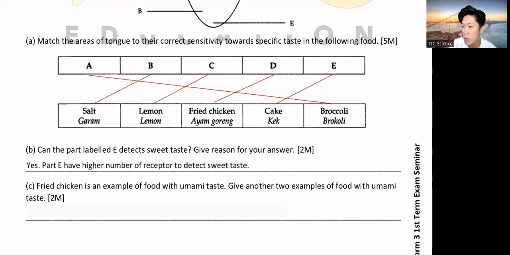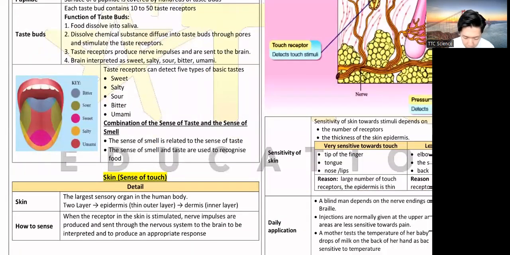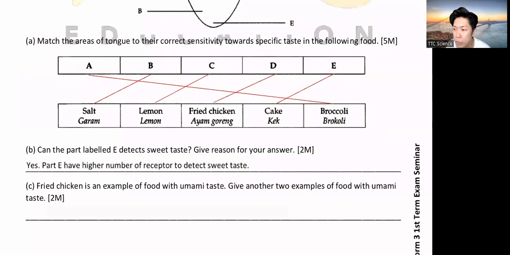Teacher: So can I write "has more sweet taste receptors"? Yes, you can, or a higher number, because the textbook says a higher number is better. What causes sensitivity is the number of receptors. Other parts can detect sweet also, right? Yes, they can. The whole tongue can detect any taste, but that part is more sensitive.